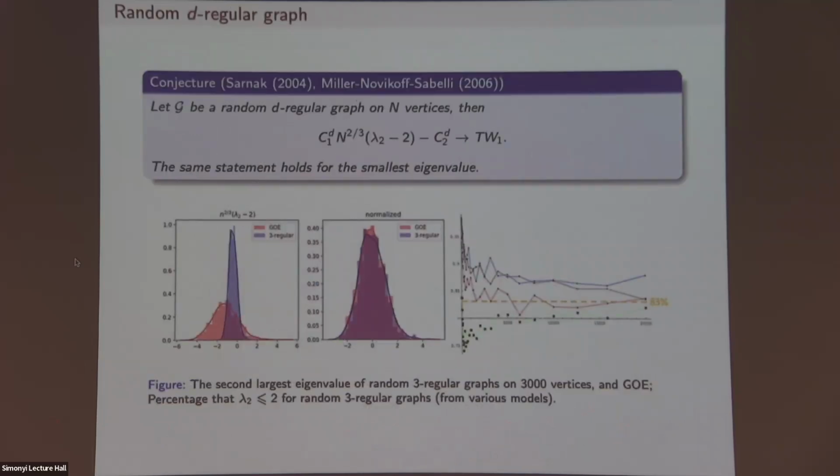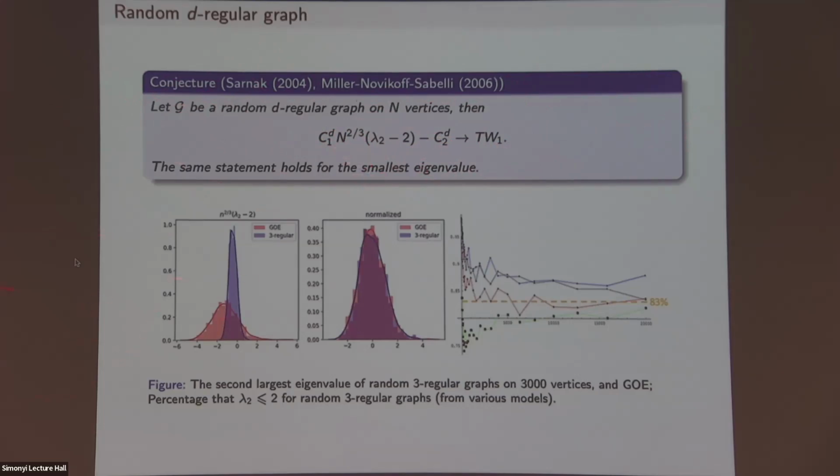Maybe motivated by this edge universality, it was speculated by Miller, Novikoff, and Sabelli, both based on extensive numerical simulations, the following conjecture for random D-regular graphs on n vertices. If you take the second largest eigenvalue, subtract 2, and rescale by n to the 2/3, like in the GOE case, and then further normalize it by C1(D), and possibly some shift, it should converge to a Tracy-Widom distribution. The same statement holds for the smallest eigenvalue.